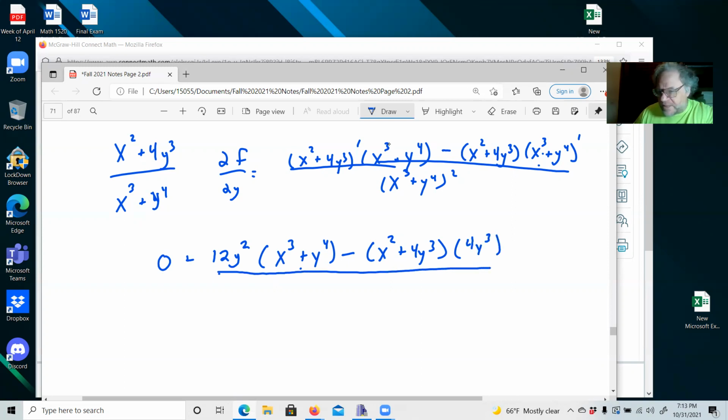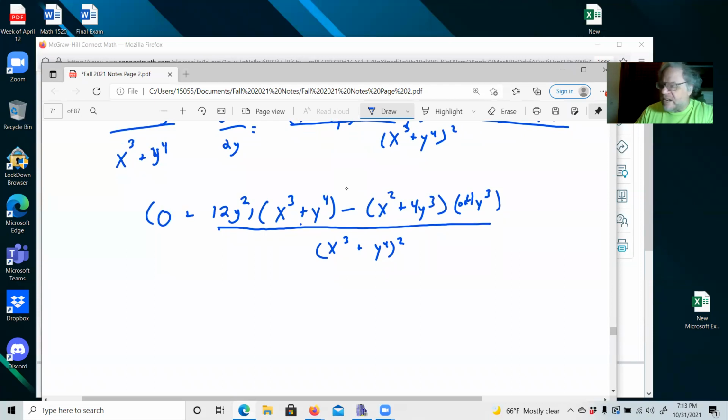Okay. And then the bottom here, notice there would technically be a 0 here, because of this derivative. So we have x cubed plus y to the fourth, squared. Don't multiply this out, leave it alone. 0 plus anything is that anything, so we have 12. Let's go with x's first.